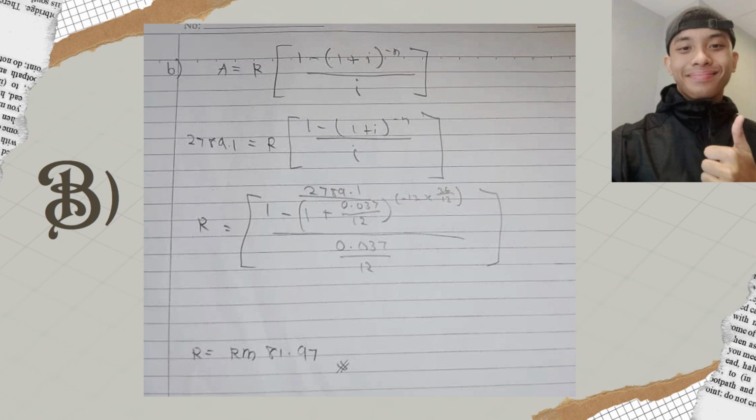The last one, I want to find the interest charge. The formula I'm using in this question is I equal to the payment minus amount borrowed equal bracket 4181.97 times 36 bracket minus 2749.1. The answer is I equal RM 161.82.